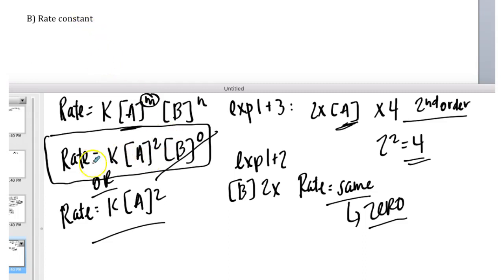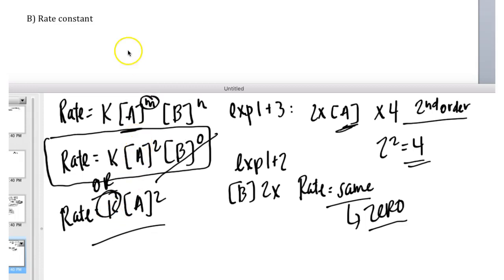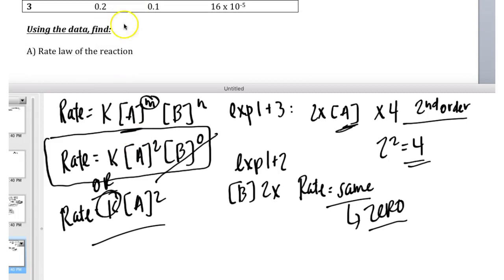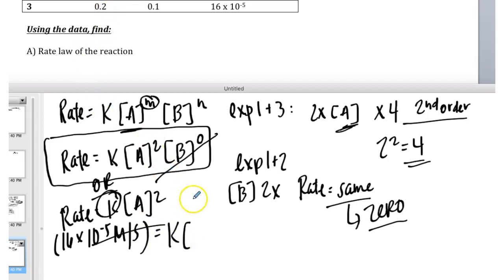The second question says to find the rate constant. Rate constant is B. I'm sorry, K. I don't know where I got B from. K. So what you do, just like we did in example 2, I believe, you just pick an experiment. So just pick one. I'm going to pick the third experiment, just because it's closer to my screen. So you're going to plug it in. What is the rate? The rate is 16 times 10 to the negative 5 meters per molarity per second is equal to K. A is 0.2 molarity to the second power.